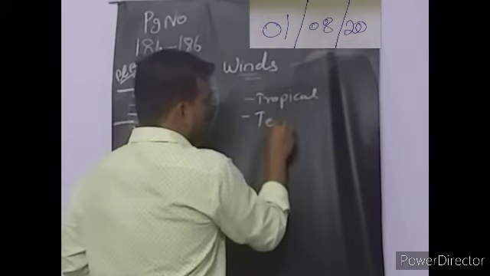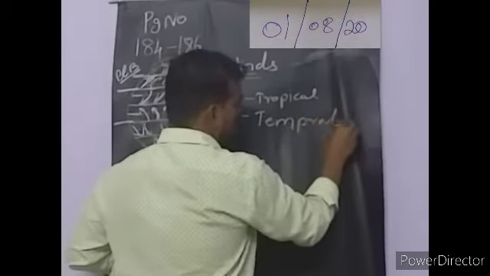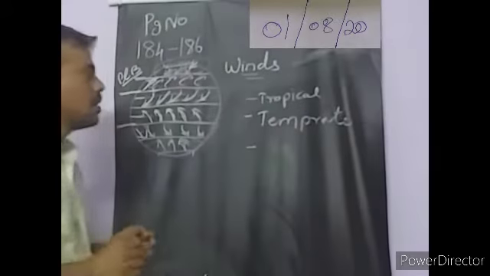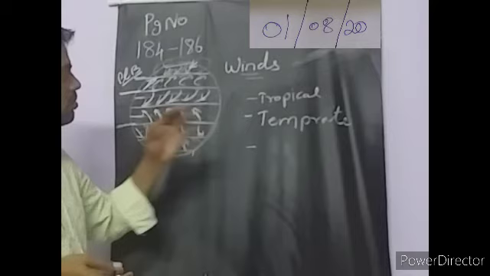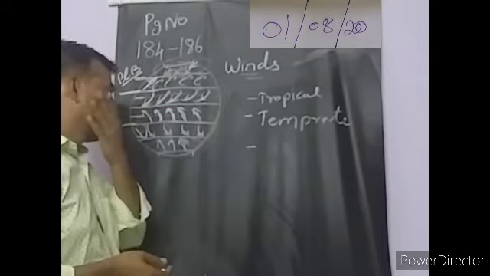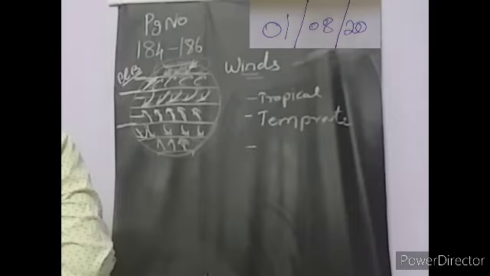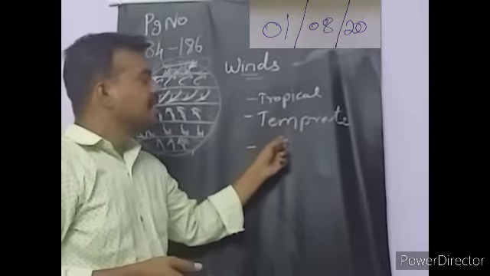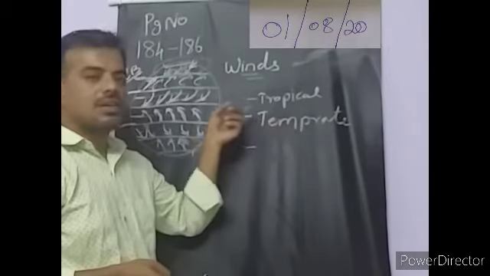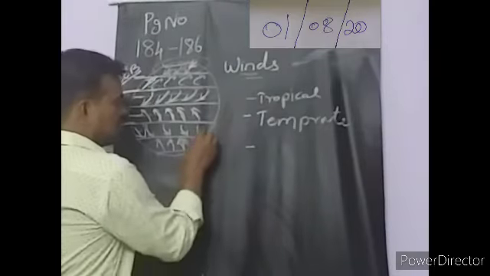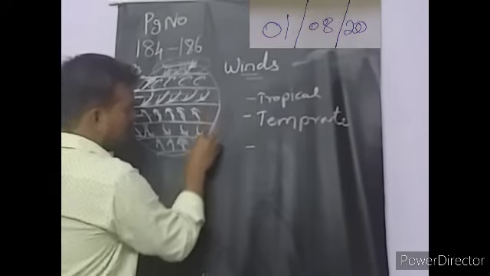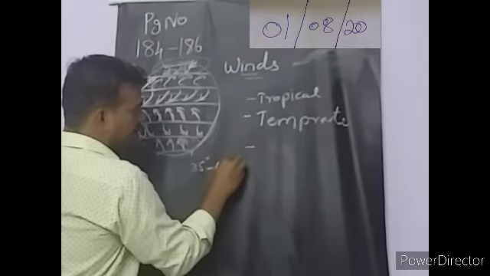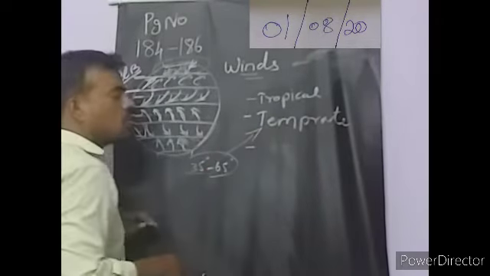Next one, temperate. Okay, next one, it's temperate actually. So temperate, this kind of cyclones we will get between 35 degree to 65 degree. In this area, this kind of cyclones will be formed.